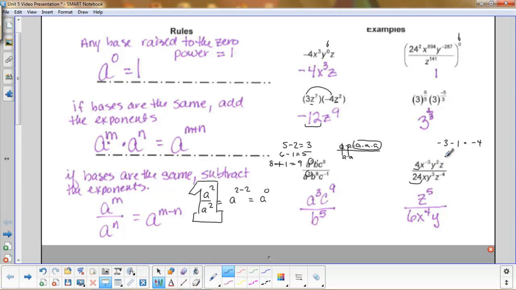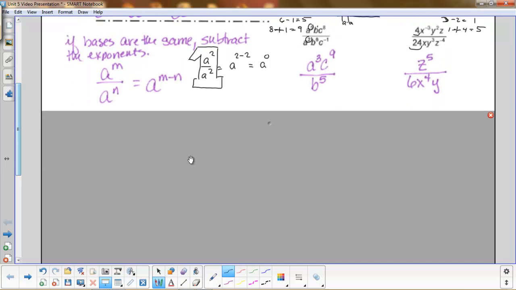Then we get y, 3 minus 2, and that's going to give me 1. The greater number of y's is on the bottom, that's why it remains there. And then I get 1 minus negative 4 equals 5. And that's why it remains on top. All right, next property.